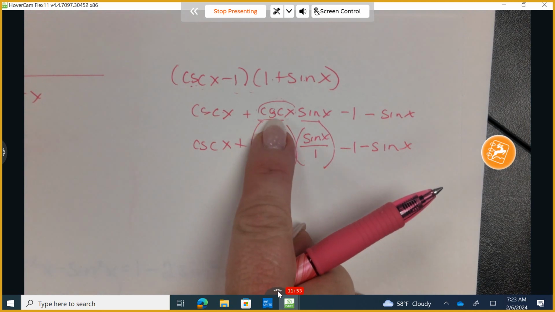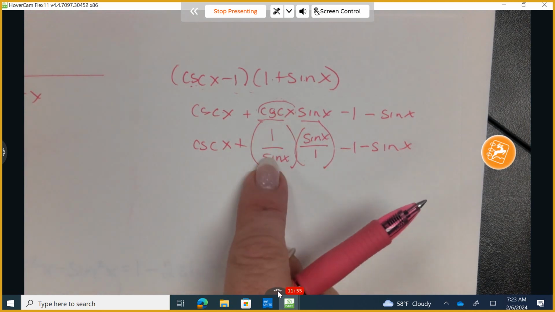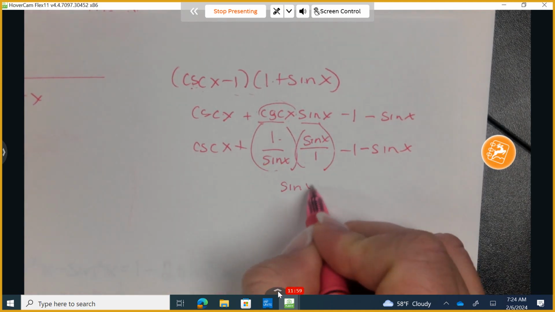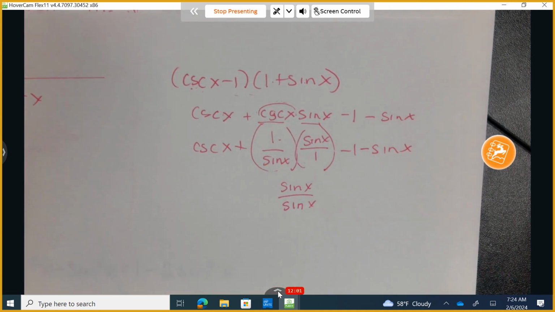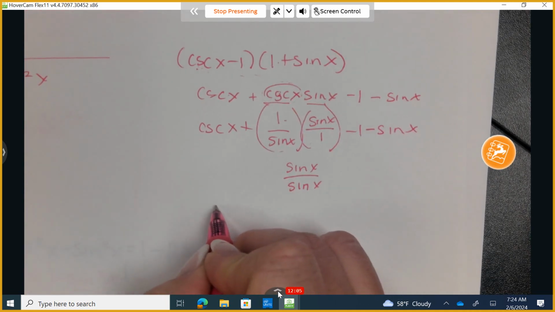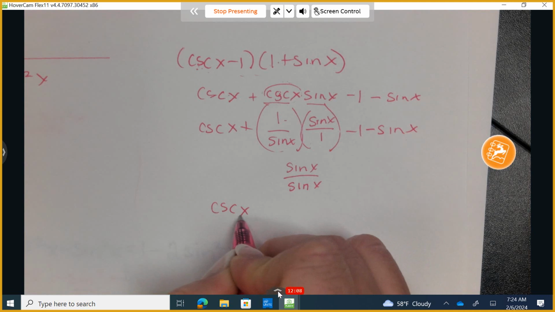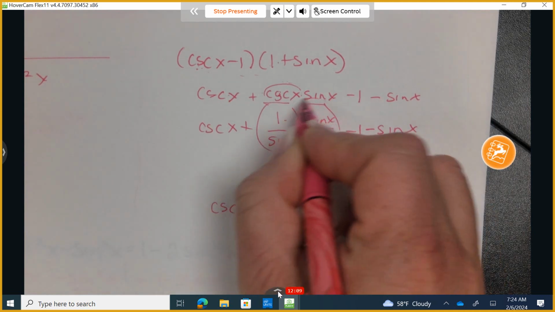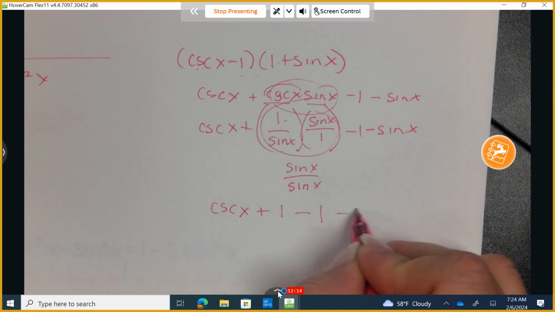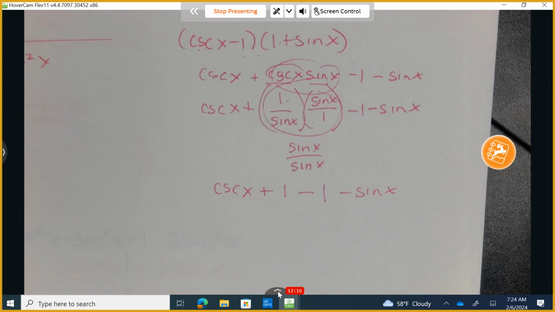Cosecant. Cosecant, Miss Bradley. Cosecant is 1 over sine. Sine is sine over 1. When I multiply, I get sine over sine, which is the same as 1. So right now, I'm going to slow it down so I say the term correctly. Cosecant of x plus 1, this area is equivalent to 1 minus 1 minus the sine of x.